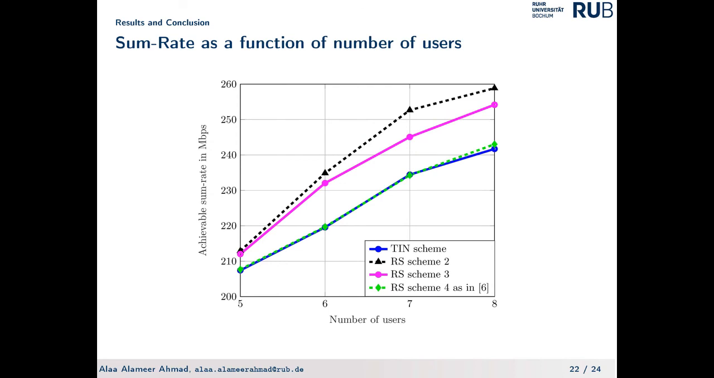In the second scenario, we study the achievable sum rate as a function of the number of users in the network. We note that as the number of users increases, the interference level in the network becomes larger, and that's why the RS schemes' gain compared with TEAM becomes larger.